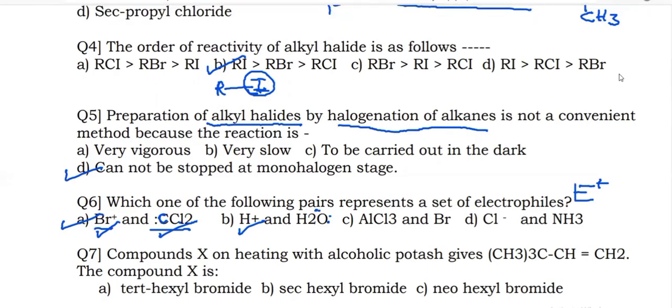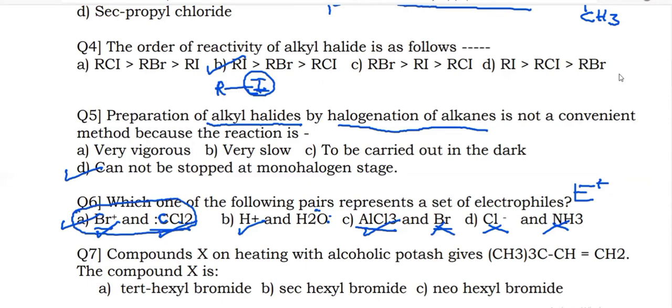So it's a nucleophile. In option C, AlCl3 is an electrophile, correct, but Br is a free radical, so this is not an electrophile. Cl minus is a nucleophile. Ammonia is also a nucleophile. So only option A contains both electrophiles, that is Br plus and CCl2.